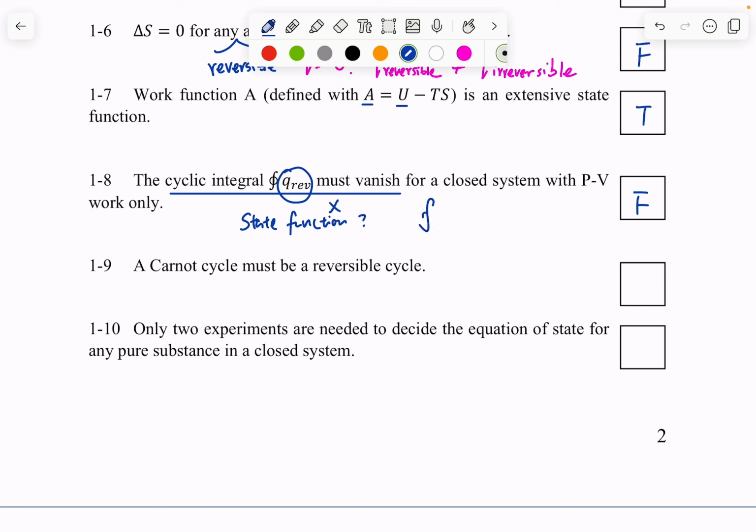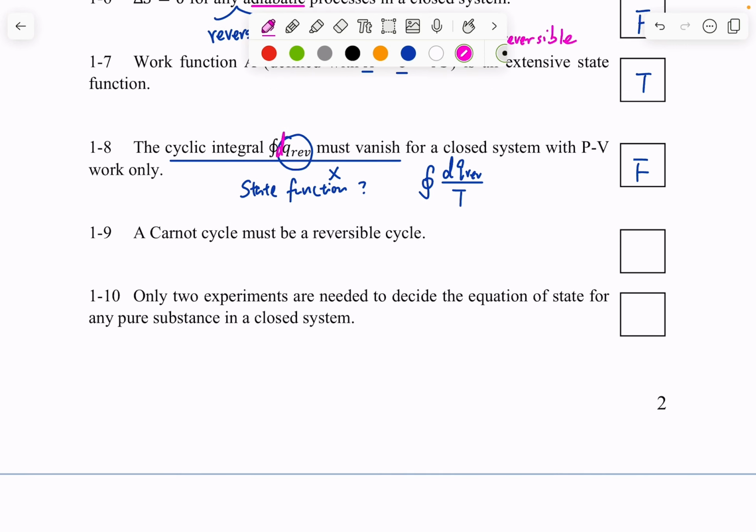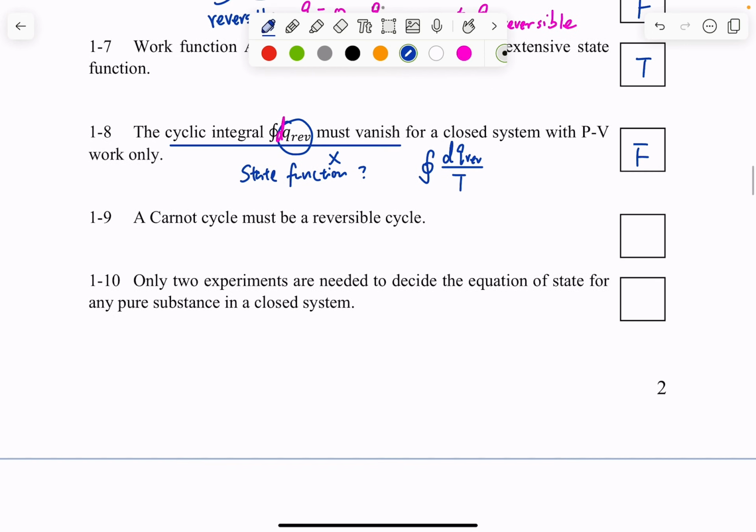What we can say is the cyclic integral of dQ reversible over T. And actually, I have a typo here as well. This should be dQ reversible. But nevertheless, that statement is false. Next one, a Carnot cycle must be a reversible cycle. This is just by definition true. A Carnot cycle contains 2 isothermal and 2 adiabatic steps, all reversible.